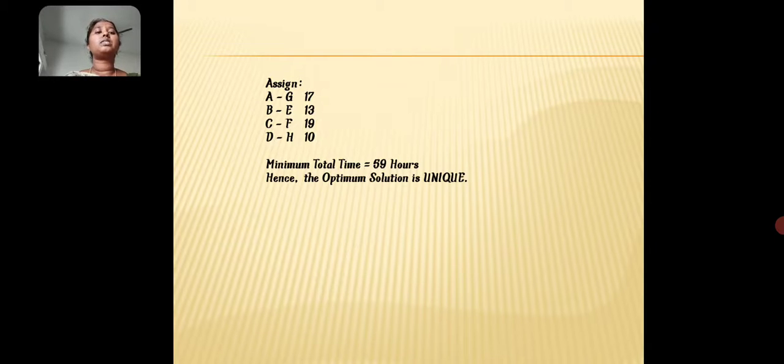So the minimum total time is 17 plus 13 plus 19 plus 10, which is equal to 59 hours. Hence the optimum solution is unique. So the minimum time is 59 hours for this problem.